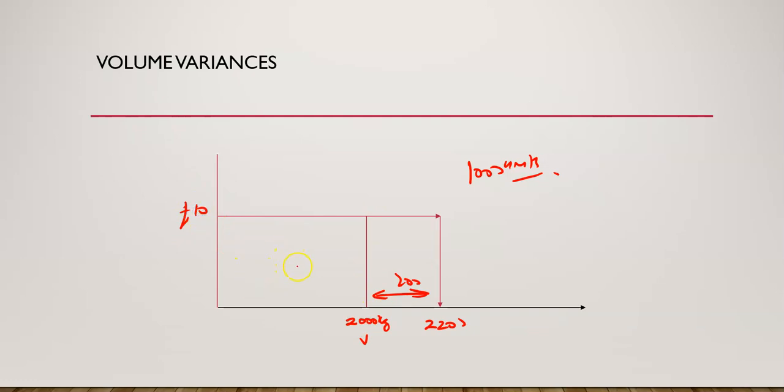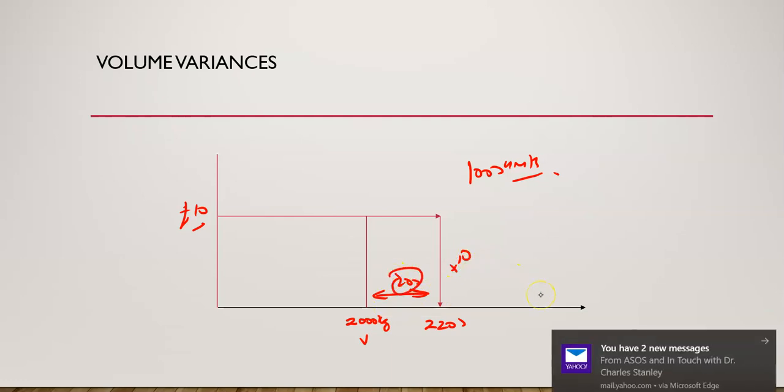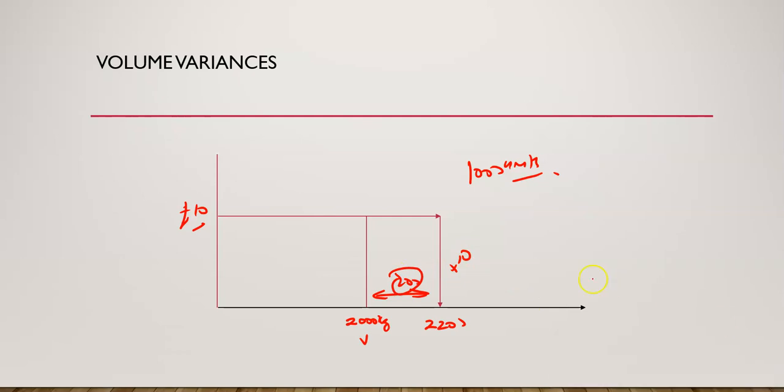Coming back to this idea of separating out volume and price: the standard price he should pay, he should have bought each kilogram for £10, and we expected him to use 2,000 kilograms. So just focusing on volume first, he's used 200 kilograms more. So the variance here really is this 200 times the 10, what he should have spent. He should have spent £10 on the 200. That's the variance, 200 kilograms times 10. So the volume variance, adverse, is 200 times £10, which is 2,000.